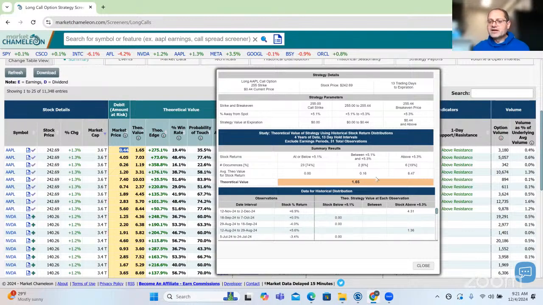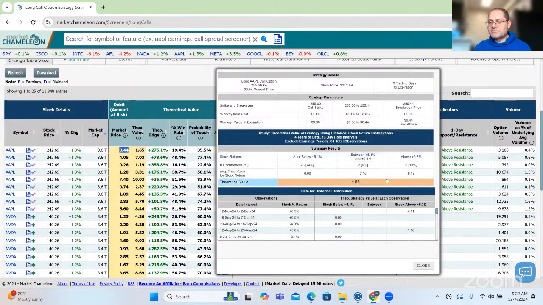So given that, you could see there's 31 observations, and this lets us know, for the stock, if it doesn't increase by 5.1% between now and expiration, this call is going to be worthless, right? We know the stock's going to be below the strike, and the call is worthless. That happened over here 74% of the time. That means this will be zero.